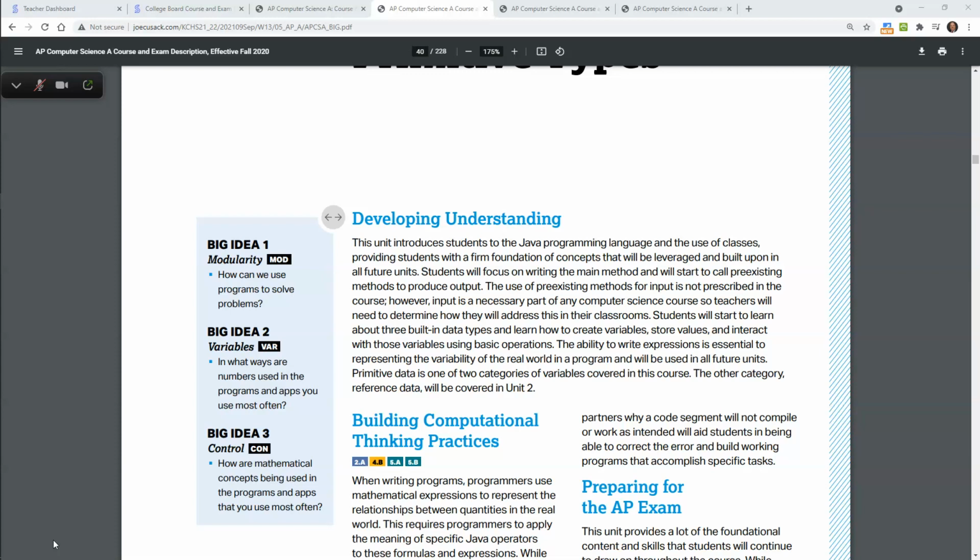Students will start to learn about 3 built-in data types and learn how to create variables, store values, and interact with those variables using basic operations. The ability to write expressions is essential to representing the variability of the real world in a program and will be used in all future units. Primitive data is one of the 2 categories of variables covered in this course. The other category, reference data, will be covered in Unit 2.